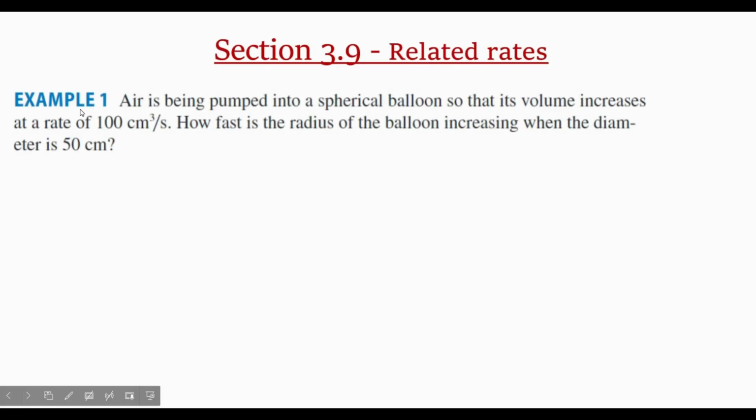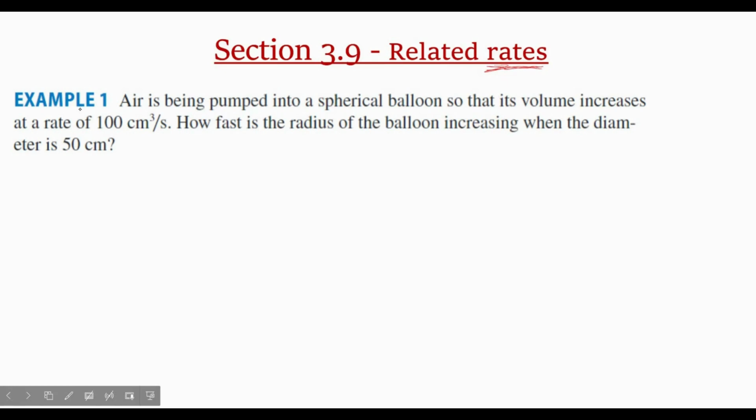Hello, this is section 3.9, related rates topic. In this section we're going to talk about the applications of the derivative in real life. No new concept, no new formula. This is all about discussing some exercises that will show us how we can use the rate, or the derivative, in real life. Let's start with this example.